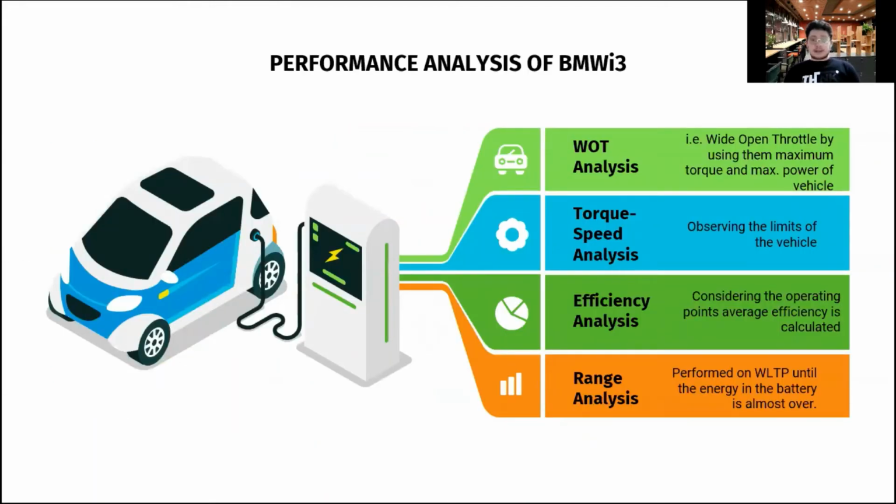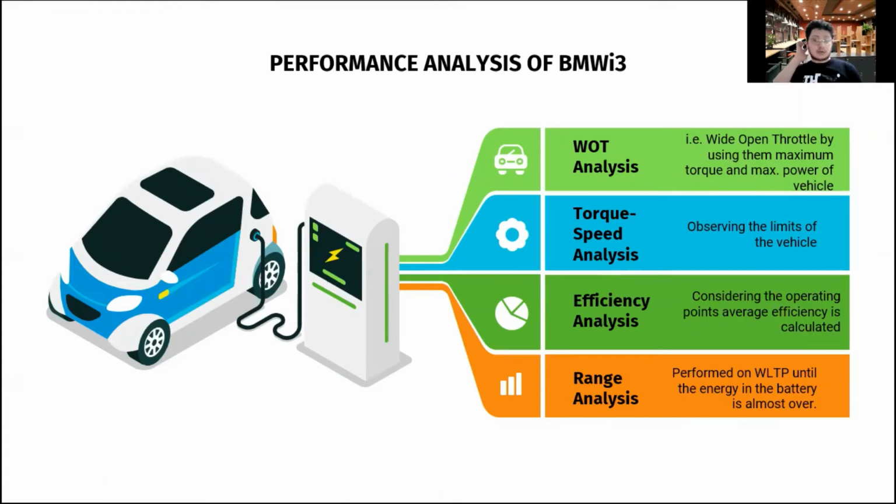All right, let me continue with the last part of the presentation, which is analysis results. I'm going to talk about 4 different analyses. The first one is the WOT analysis, I mean the wide open throttle test. In this test, full power is given and acceleration performance is observed. The time from stationary to 100 km per hour is one of the outputs of this test.